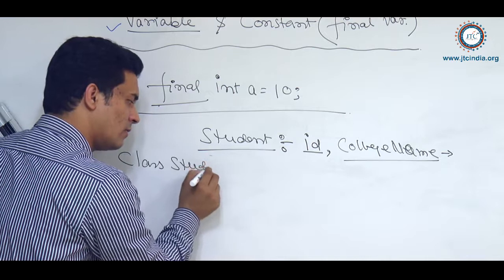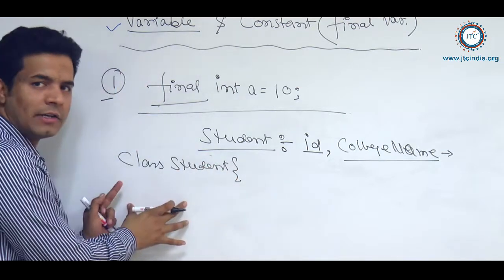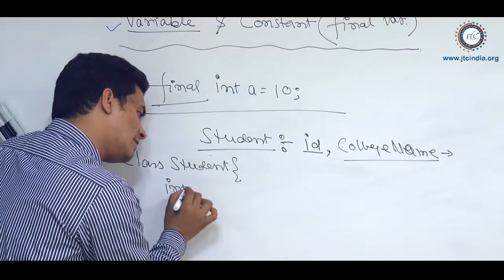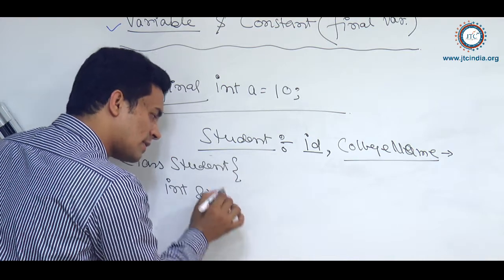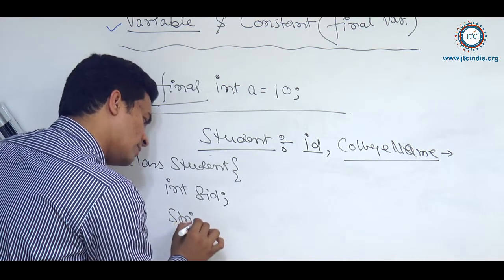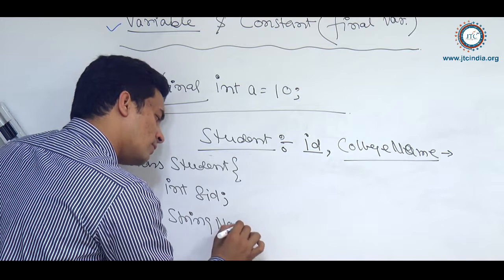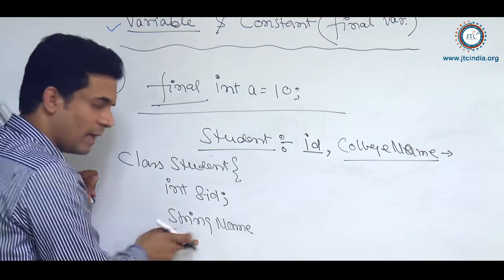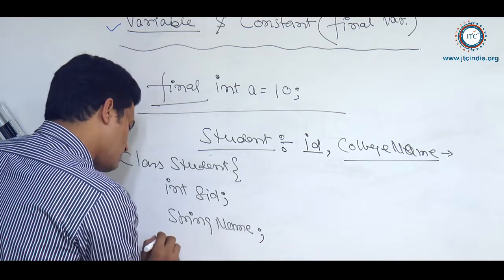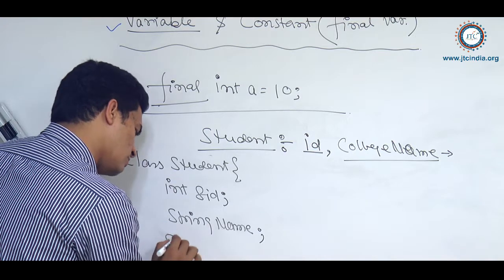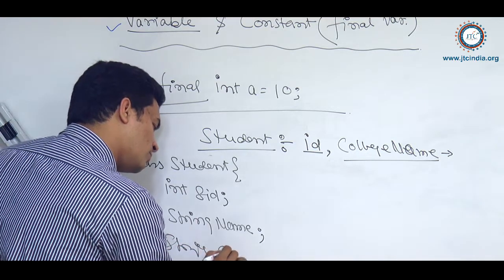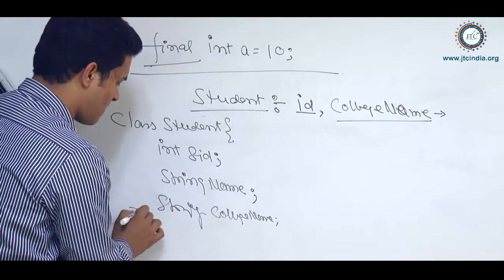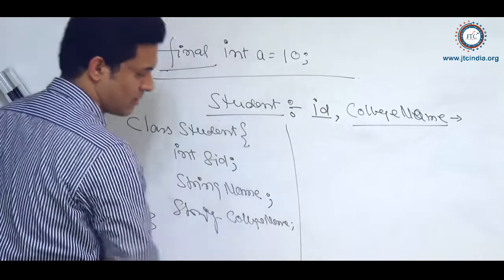what is that class I am writing now? Student class I am writing, fine. In the student class, I am writing integer of SID, string of name, and again, string of college name. So this college name, see, about this I am explaining something here.